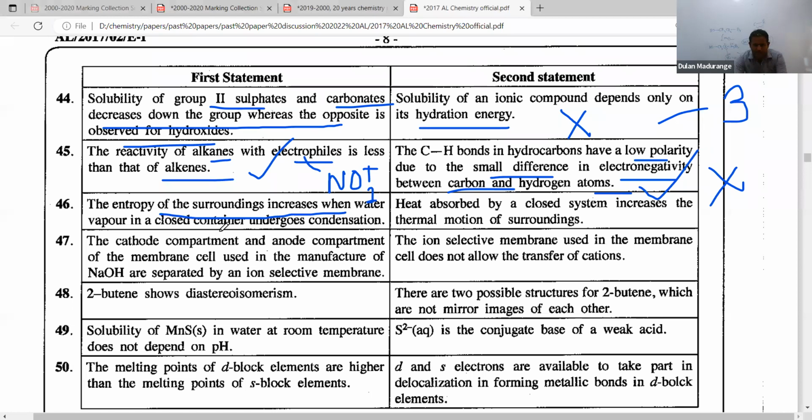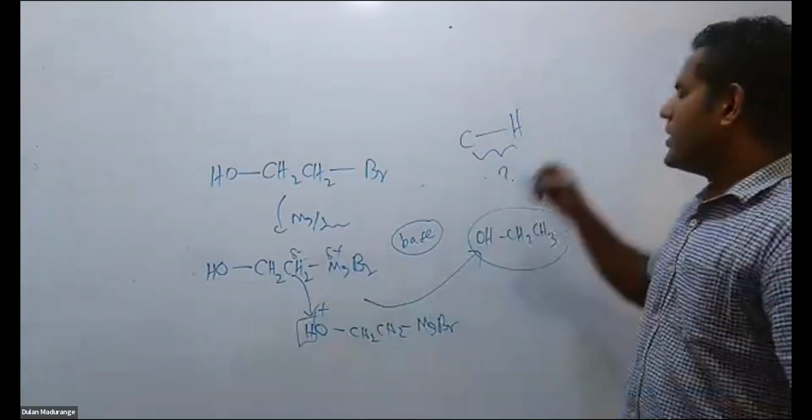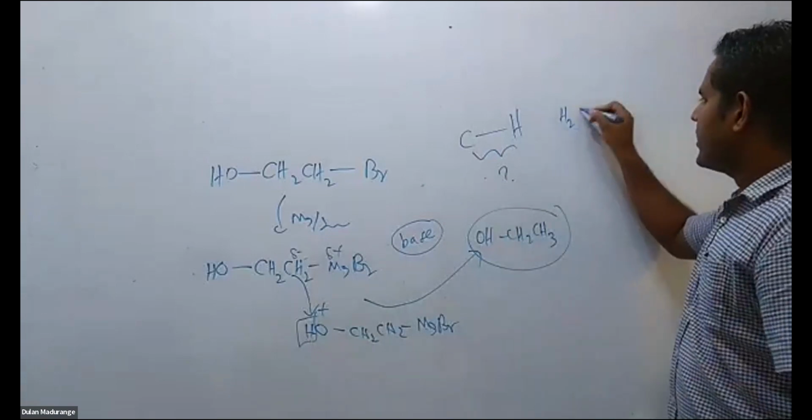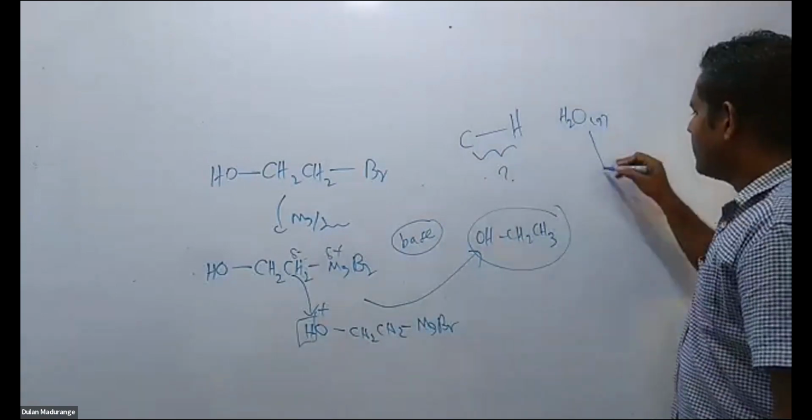Question 46. Entropy of surroundings increases when water vapor in a closed container undergoes condensation. ඉතින් 46 වල answer එක 3 දීලා තියෙනවා. First එක correct, second එක incorrect. මොකද මේ වෙන්නේ? Water vapor එක condense වෙනවා කියලා කියන්නේ H2O gas converts to H2O liquid.